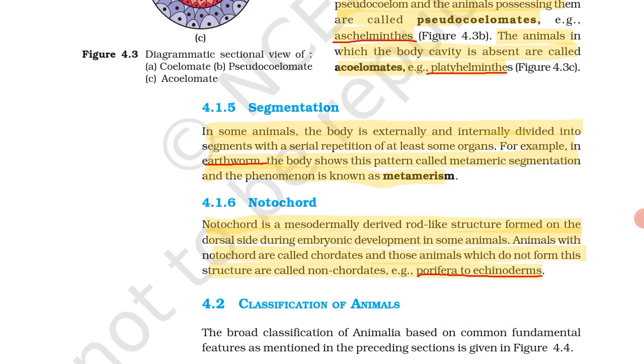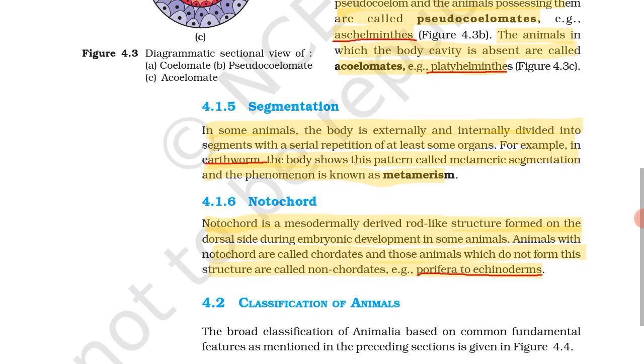So the notochord is derived from that mesoderm. So it is called a mesodermally derived rod-like structure formed on the dorsal side during embryonic development in some animals. Animals with notochord are called chordates, and the animals which do not form this structure are called non-chordates. Examples are Porifera to echinoderms.